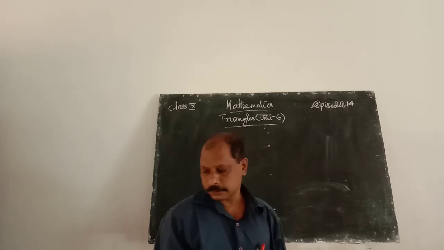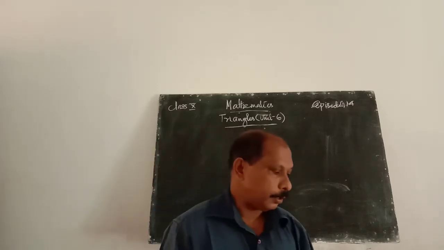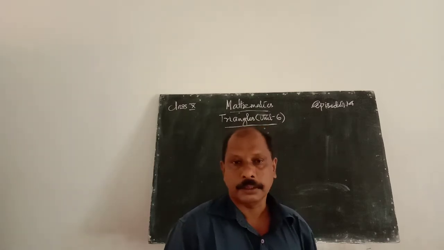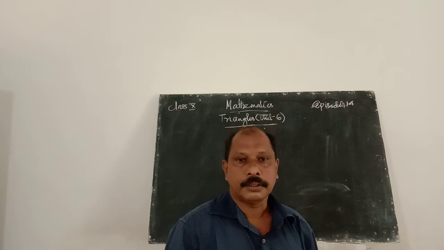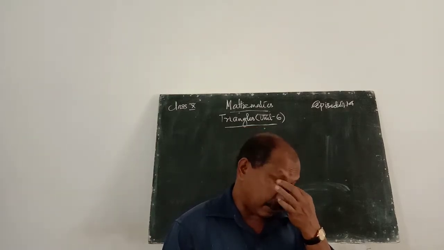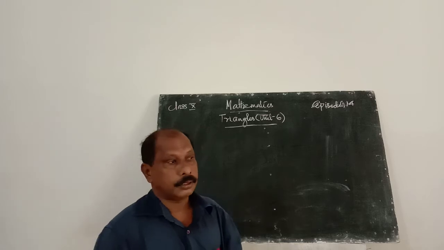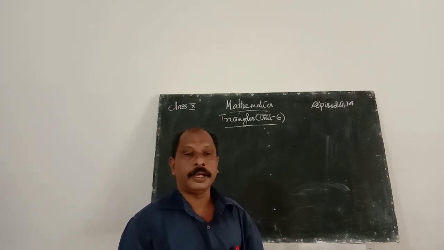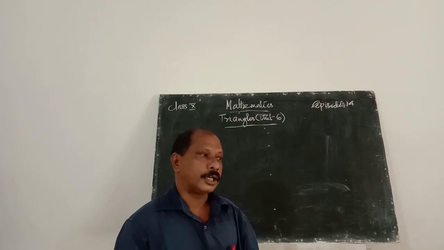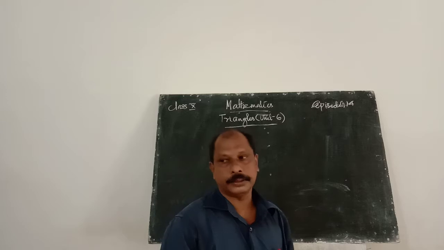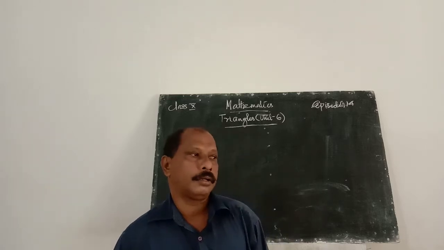Dear students, the next chapter is chapter number 6, that is triangles. That is the sixth unit. And what do you mean by triangle? Triangle means a closed figure with three sides. Therefore, it is a triangle.